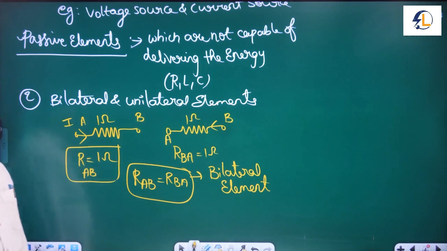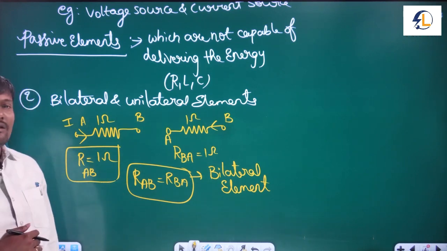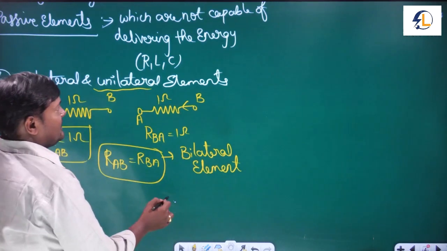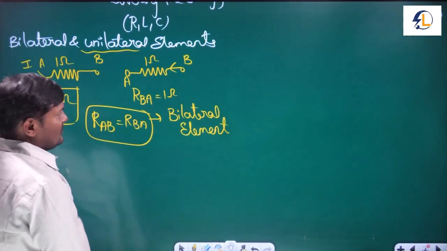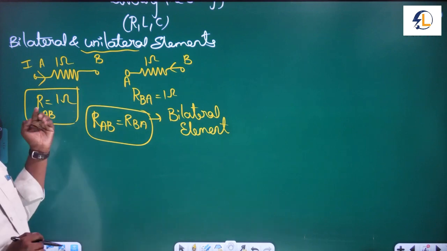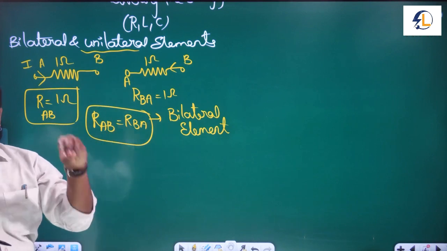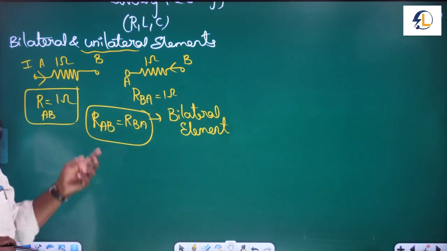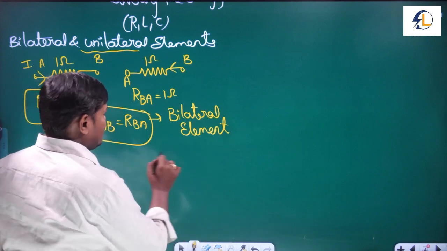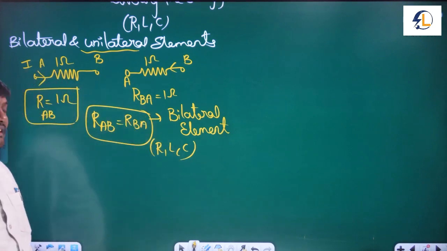So bilateral element. If it is not equal, then we can say that it is a unilateral element. Okay. So we understood that for a resistor, even if you pass the current in this direction or the opposite direction, the element value is fixed, or the element value does not change, then we can call it a bilateral element. So the examples for the bilateral element are R, L, C: resistance, inductance and capacitance.